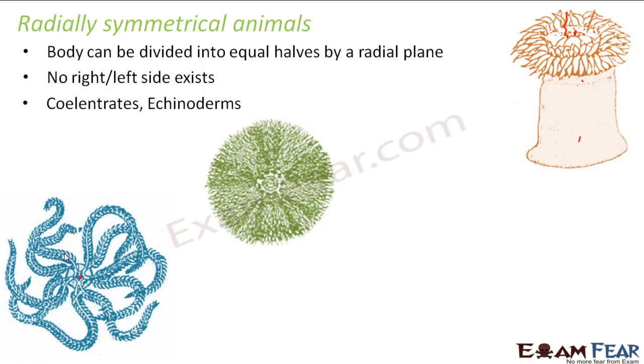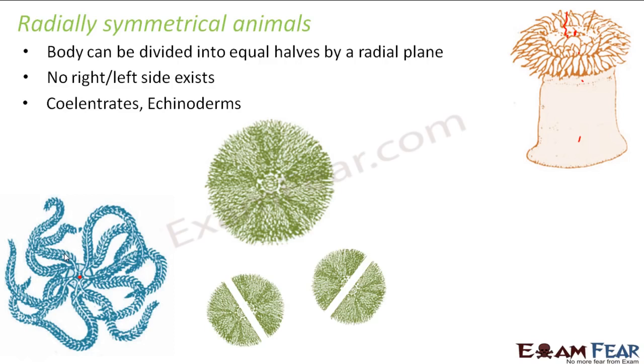Again, the sea urchin. Here, if you divide it along this axis, you will get two equal halves. If you divide it along this axis, again two equal and identical halves. You divide it along this axis, again two equal and identical halves. It is not a circle which I am talking about. It is in the form of a sphere. So if you divide it from the center, you actually end up dividing it into equal halves. Here you don't have any concept of right and left side.